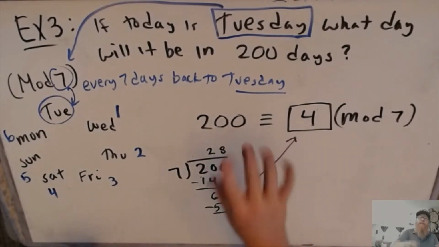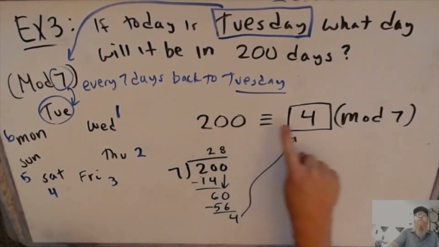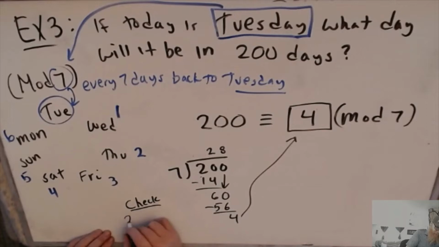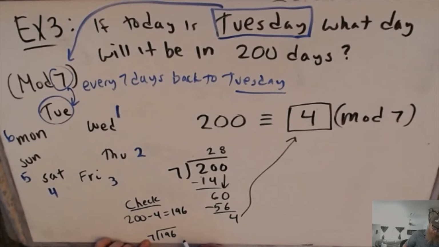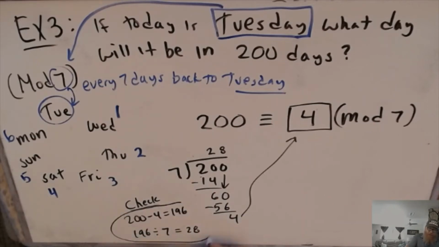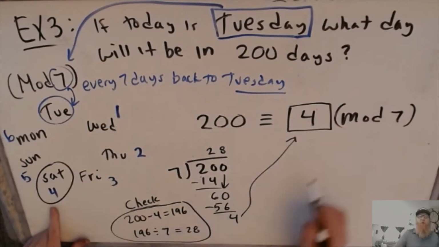It also means, if you want to check your answer, 200 minus 4 should be divisible by 7. 196 divides by 7 exactly 28 times. Yep. This part you actually can do on your calculator, because you're not going to get a decimal, you're not going to get a remainder. It should come out exact. In fact, if you do get a decimal, then that means you did something wrong over here. All right. So it acts like 4.